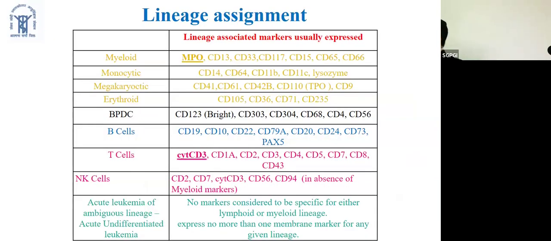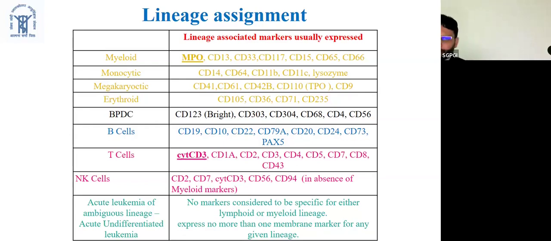So then again, the next job is to assign the lineage. Fine. Whether it's B-ALL, T-ALL or something like that. So for myeloid, these are the lineage markers that are usually expressed, and MPO is the lineage-specific marker. So if something is positive for MPO, it's straight away myeloid. If it is expressing CD13, CD33, CD117, you say that it can be myeloid if it is not expressing another B or T cell marker, because expression of CD13 and CD33 is a common aberrancy in B-ALLs and T-ALLs. You cannot specify that this is AML.